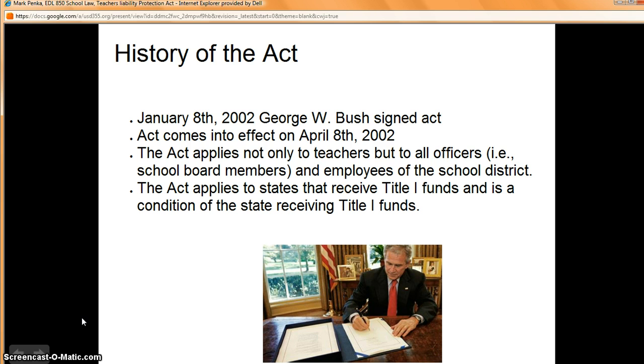And this is not only for teachers, but for anybody that works in the school, school board members, office personnel, and even possibly custodians, bus drivers, anybody that works for the school district. And this applies to any school where they're receiving Title I funds, which is most schools, almost all public schools.